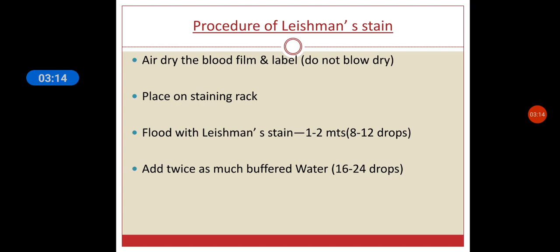Okay, so this buffered distilled water you're adding double the amount of Leishman stain. So suppose you're adding 8 drops of stain, you will be adding 16 drops of buffered distilled water. Then you blow. Okay, blow. That means you're blowing the slide so that the stain spreads evenly, right? So that everywhere the stain gets taken up.